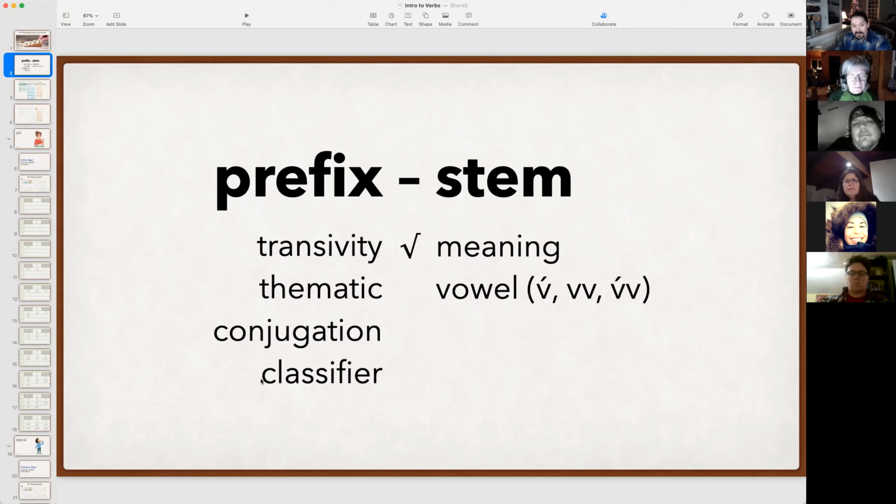The classifier is also an important thing, and it marks a few different things. It could do a couple of different things. Like, this didn't just happen; somebody made it happen, right? So I could say yak a, it's good. Yishik a, you made it good. You improved it.